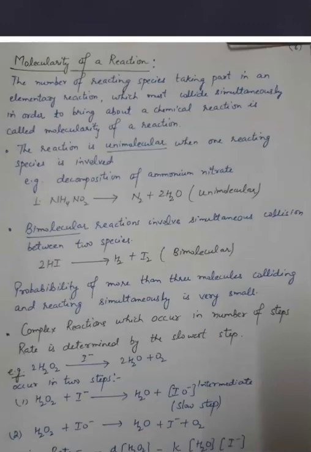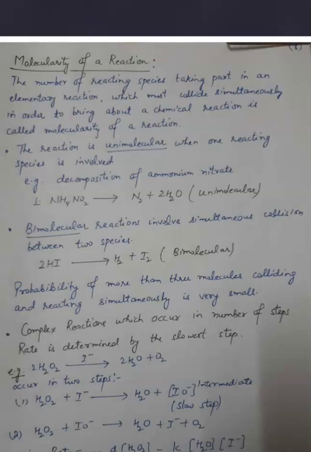Next topic is molecularity of a reaction. Molecularity is the actual number of molecules or atoms or ions participating in a reaction. The number of reacting species taking part in an elementary reaction which must collide simultaneously to bring about a chemical reaction is molecularity. What is the difference between order and molecularity? Order is calculated experimentally and molecularity can be found out theoretically by only seeing the reaction.